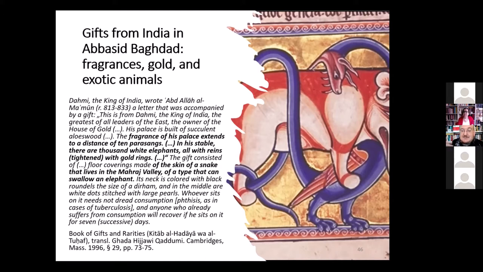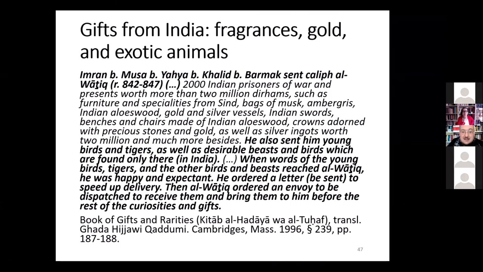We also find it in Western medieval bestiaries, as you see here, that there exist serpents, giant snakes, pythons, or dragons, which could actually swallow an elephant. And these are the archenemy of the elephant. And we also find this in this Arab text. Later, another governor of Sindh, so the part of Pakistan, India, which was already under the rule of the caliphs, sent to Caliph al-Wathiq various exotic animals.